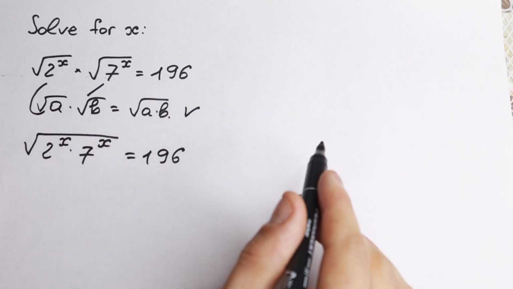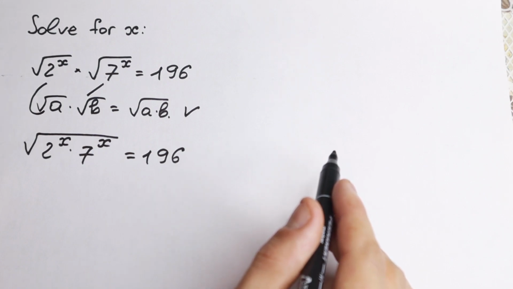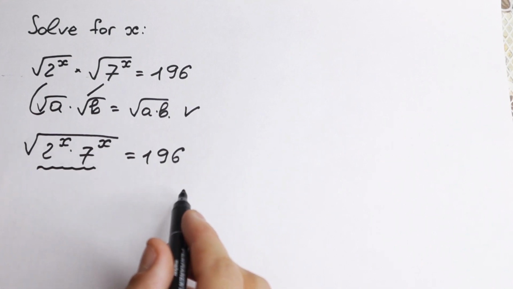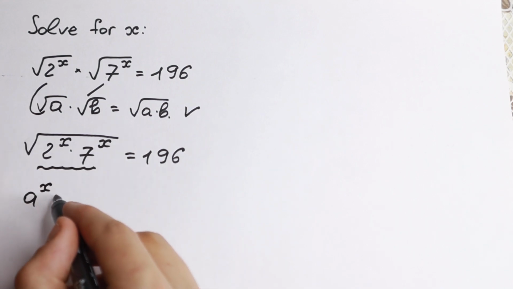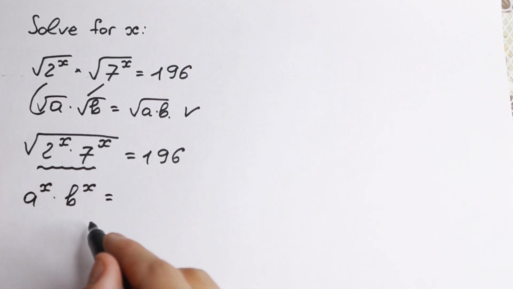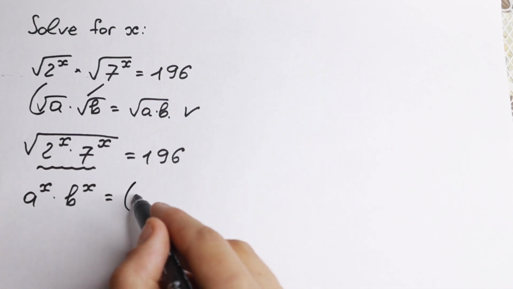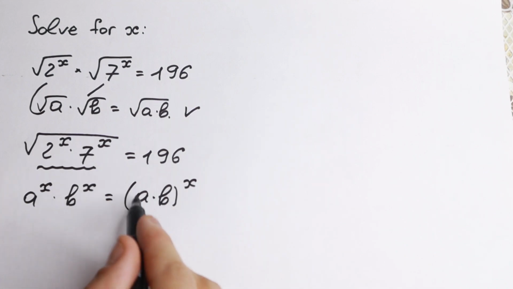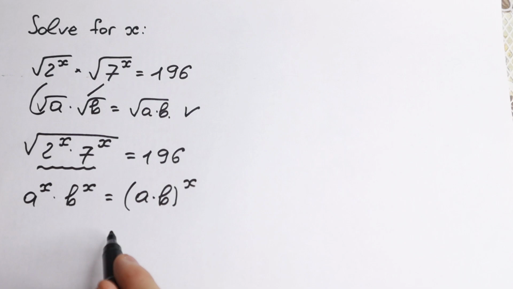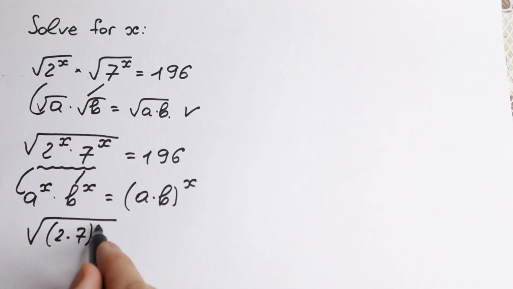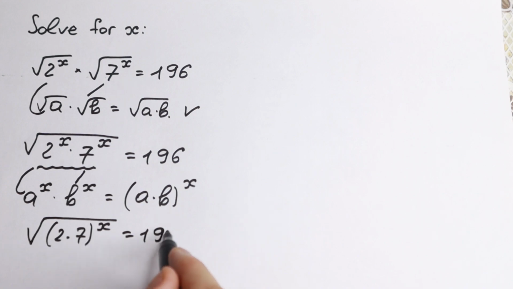So we have this moment. And right now we need to know the second really important rule. We have this expression 2 to the x times 7 to the x, which is the same as a to the x times b to the x. So different bases but same exponent. How can we simplify this? Knowing properties of powers, we have a times b to the power x. So we can just write it as a product raised to the power x. Let's use this rule right here. This is our a, this is our b. So we have square root of 2 times 7 raised to the power x equal to 196.